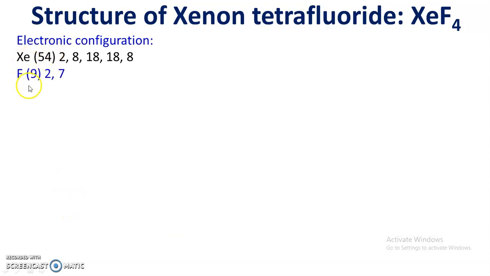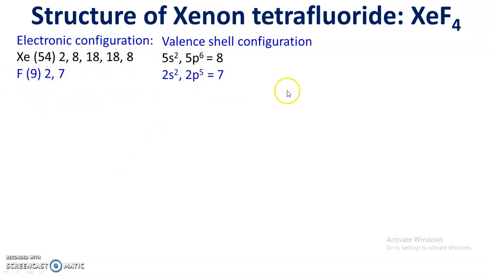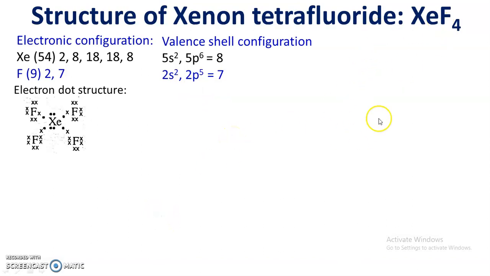Electronic configuration of xenon and fluorine. For xenon, atomic number 54, distribution of electrons is 2 8 18 18 8. For fluorine 2 7, and this is the valence shell electronic configuration. For xenon 5s2 5p6, and for fluorine 2s2 2p5. Now the electron dot structure for xenon tetrafluoride.